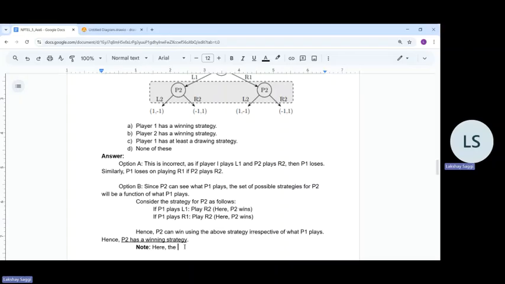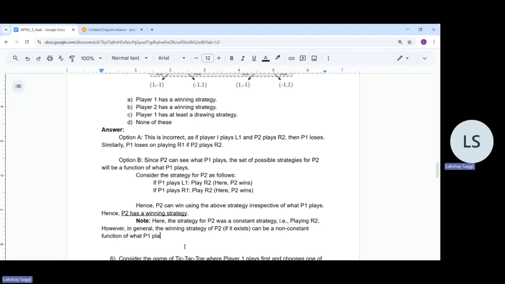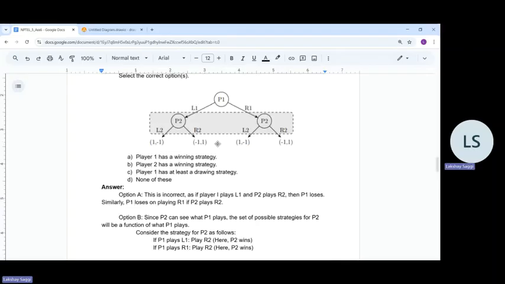So here the strategy for P2 was a constant strategy, that is, playing R2. However, in general, the winning strategy of P2, if it exists, can be a non-constant function of what P1 plays. So in this kind of a setting, it could be a function of what P1 plays. It need not be a fixed move.